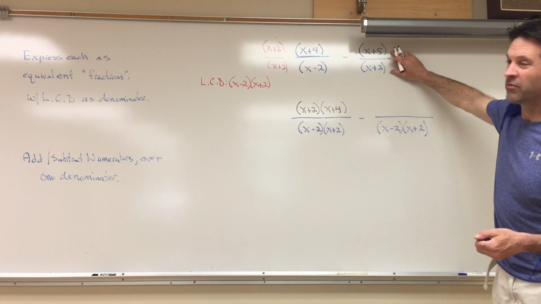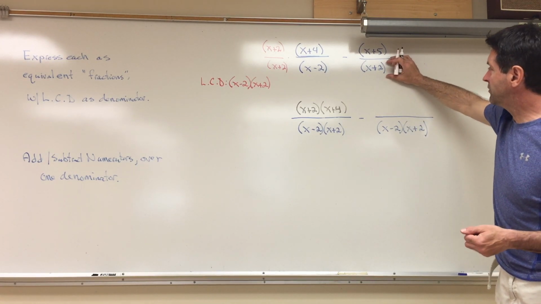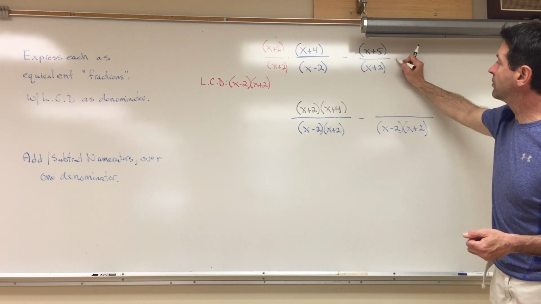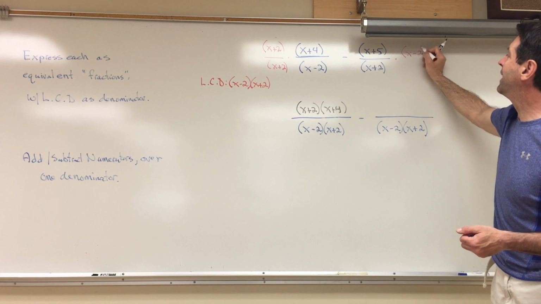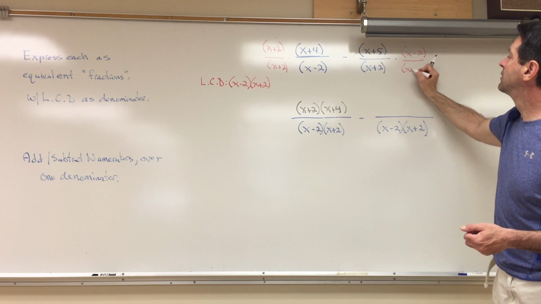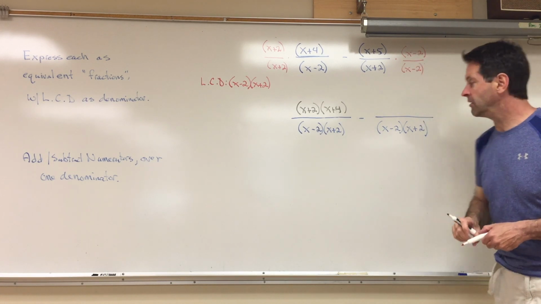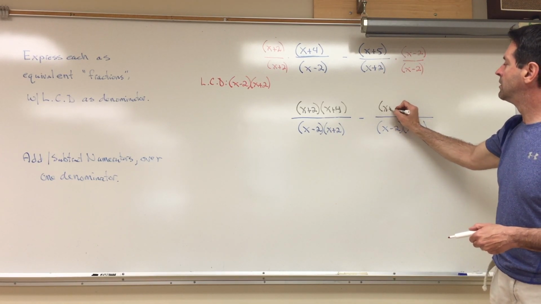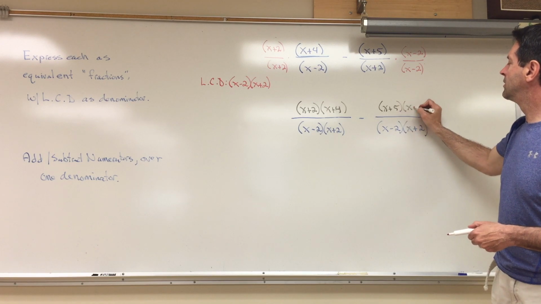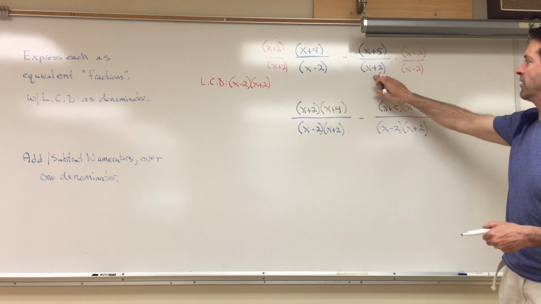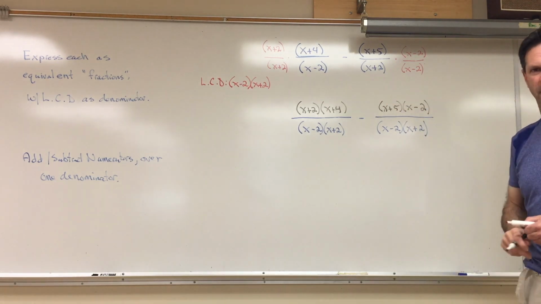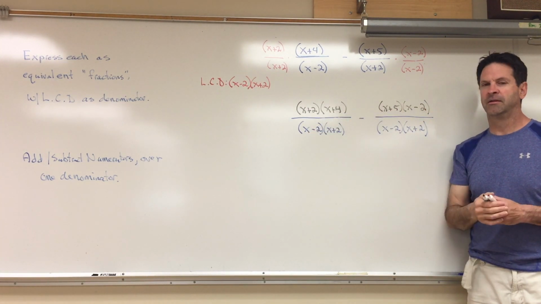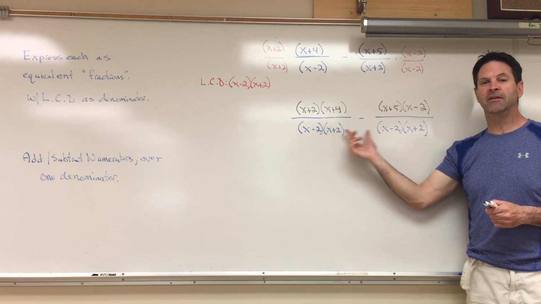Now, what's missing from this denominator that we have down here? The x minus 2. So we're going to multiply top and bottom here by x minus 2. We get an equivalent fraction: x plus 5 times x minus 2 over x plus 2 times x minus 2, over the LCD. Good, now we have equivalent fractions, but expressed with a common denominator.